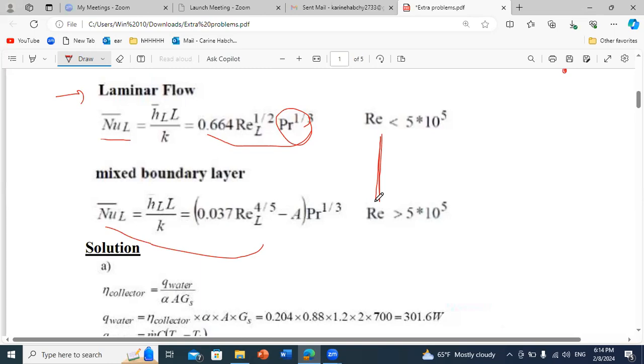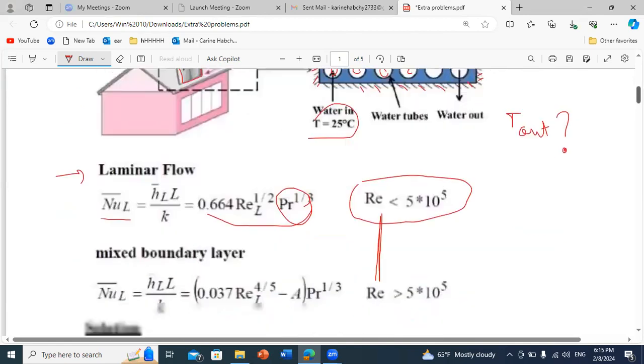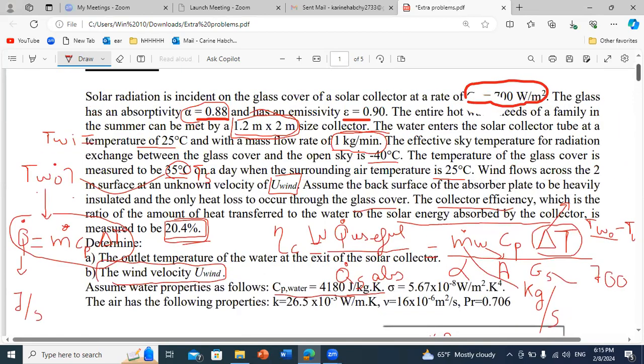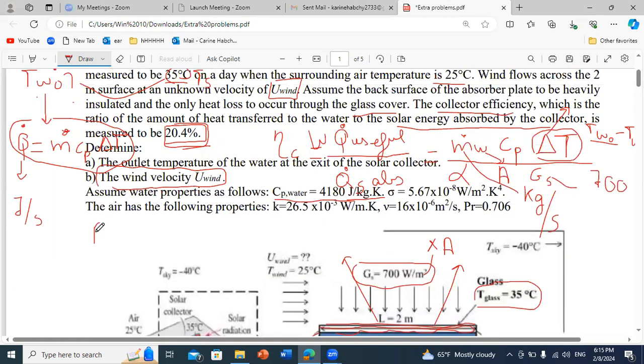That's why you need to make an assumption. So you say, assume it's laminar. If it's laminar, your Reynolds number should be smaller than 5 times 10^5. Also, I don't assume that you know what Reynolds is, so I gave you the Reynolds number as a formula. The Reynolds number is the velocity of wind times the characteristic length over the kinematic viscosity. So this formula also will be given to you. Then all you have to do is apply these formulas accordingly.